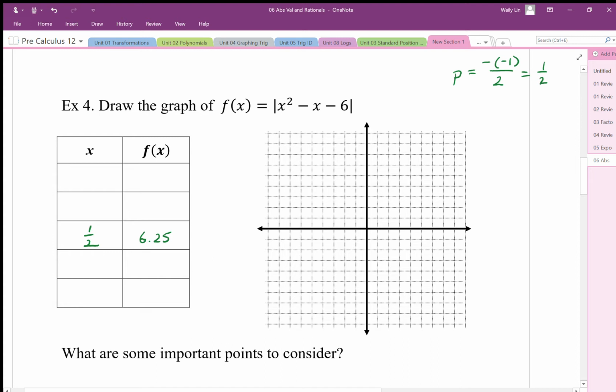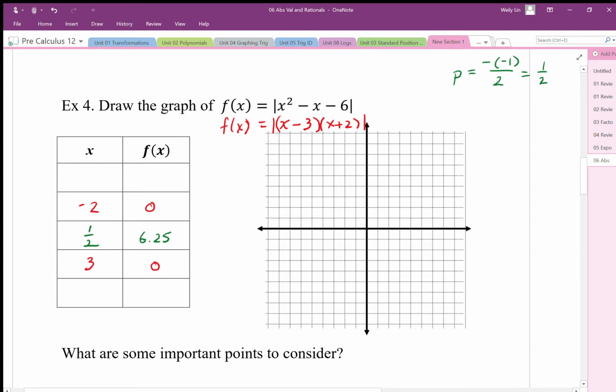Now, really, I kind of want to know the zeros, so I really need to factor this. The reason why I want to know the zeros is because the zeros indicate the point of transition between the original graph and the flipped graph. So when I factor this, I can find my zeros. It's going to be x minus 3, then x plus 2. So I can see that my zeros are going to be at positive 3 and negative 2. And those are going to give me 0 coordinates.